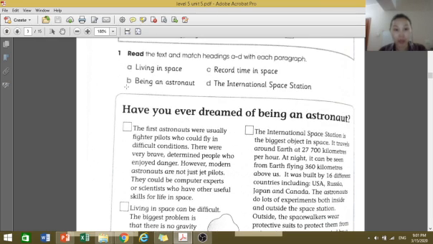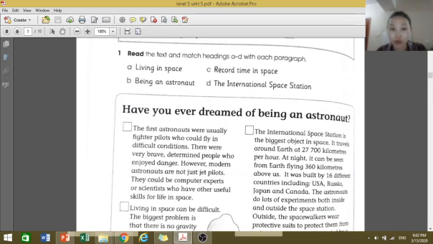So next one, being an astronaut. Again, let's look at the first sentences. The first astronauts were usually fighter pilots who could fly in difficult conditions. So the keyword astronaut is here, so that is the right heading for this paragraph, being an astronaut.